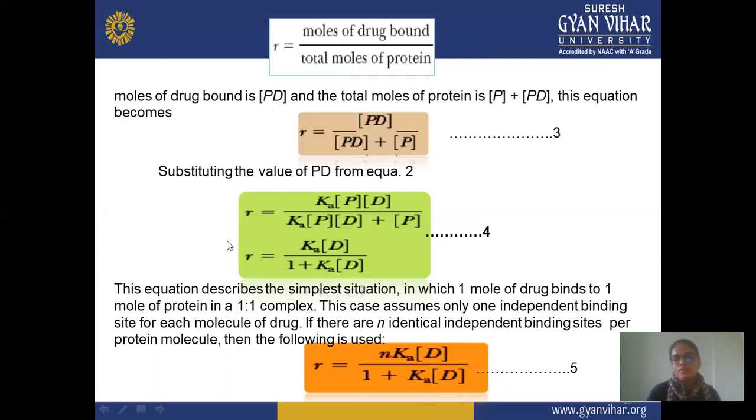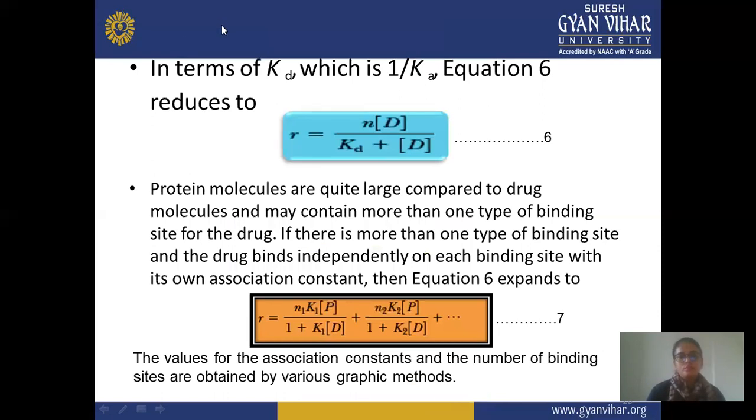In case we assume there are n identical independent binding sites per protein molecule, then the following is used: R is equal to n Ka into D divided by 1 plus Ka into D, which is the fifth equation. In terms of Kd, which is 1 divided by Ka, equation 6 is converted into this: R is equal to n D divided by Kd plus D. And these protein molecules are quite large compared to drug molecules, and may have more than one type of binding site for the drug.